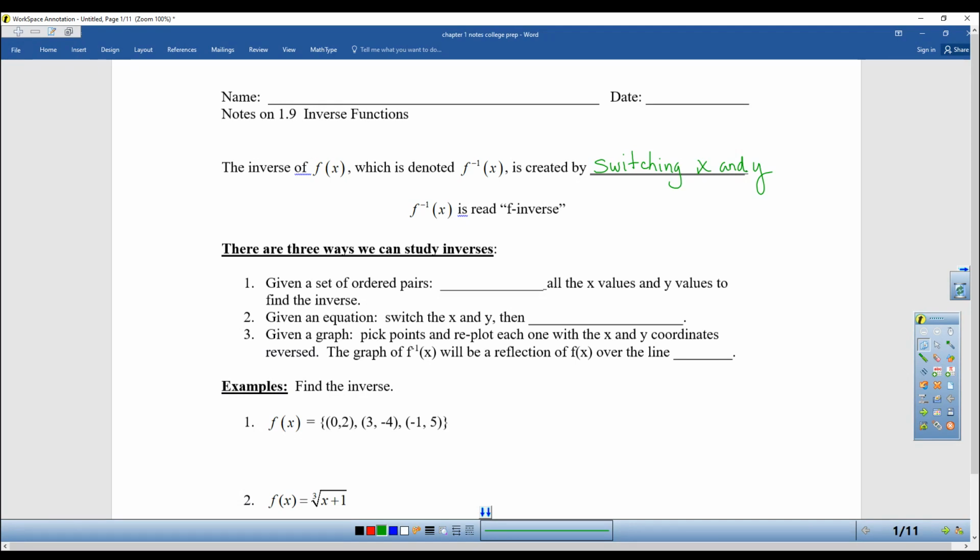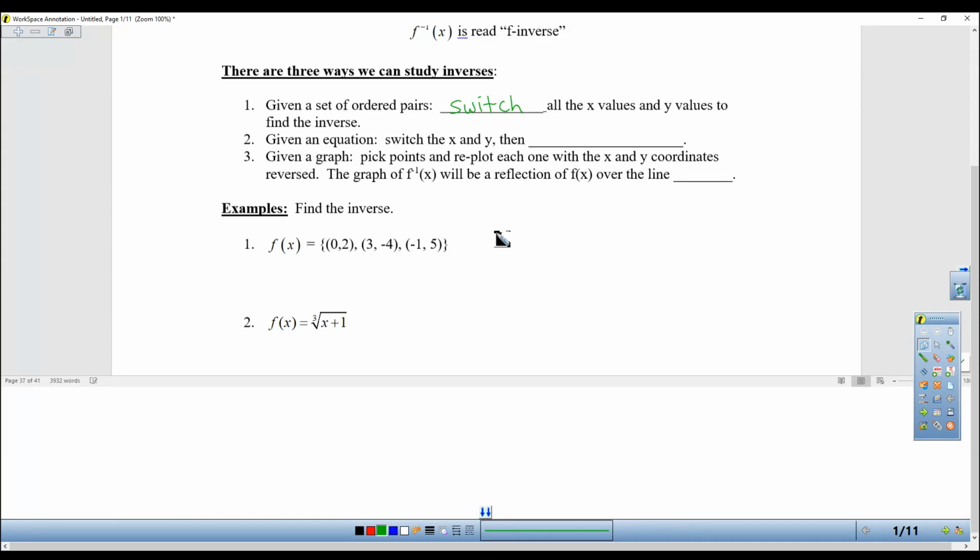The first is if you're given a set of ordered pairs, all you have to do is switch all the x values and all the y values. So looking down at number 1 here, if I were going to say f inverse of x, then all of a sudden it would be 2, 0, -4, 3, and 5, -1. It's that easy. The inverse is literally just x and y switched places.